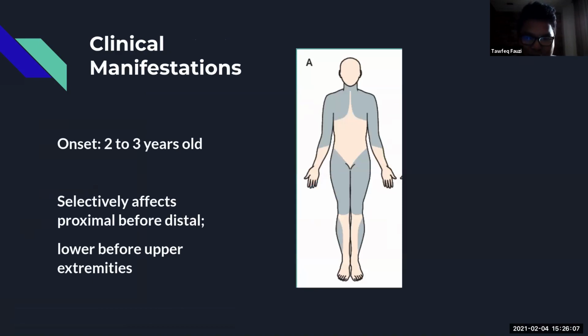For the clinical manifestations, the usual onset of Duchenne is from 2 to 3 years old, and Duchenne selectively affects the proximal before distal and the lower before the upper limb. So in the early manifestations, you'll see symptoms of weakness of the lower limbs first. Only after that, during the teenage years, you'll have weakness in the upper limbs, and then weakness in the respiratory muscles and in the throat and so on.